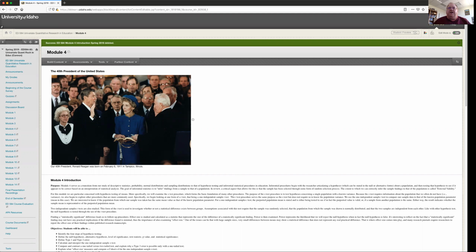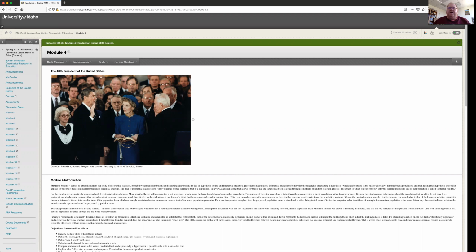In review, a critical aspect that allows for this is that the sample has been selected through some form of random selection process. The extent to which we can correctly infer the sample findings to that of the population is called external validity. For this module, we are particularly concerned with hypothesis testing of the means.